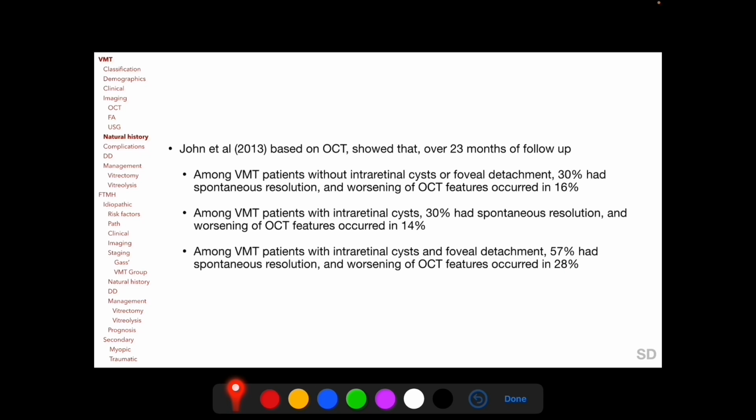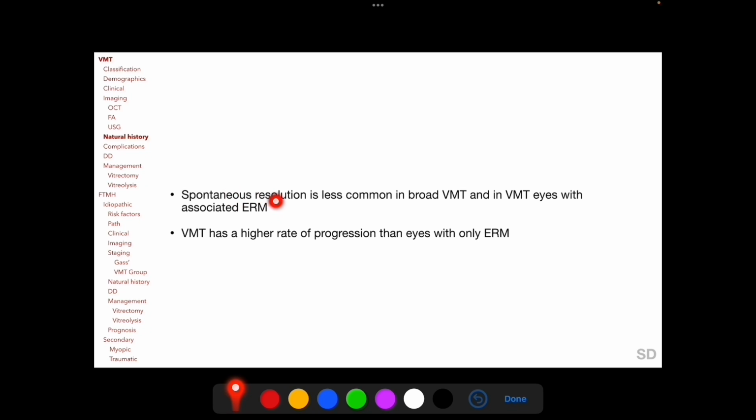This implies that the higher the grade of vitreoretinal traction in VMT, the higher the chance of spontaneous resolution and the higher the risk of deterioration as well. Spontaneous resolution of VMT has been found to be less common in eyes with broad VMT and in VMT eyes with associated epiretinal membranes. On comparison with eyes with only epiretinal membranes, eyes with VMT have a higher rate of progression. Epiretinal membranes, which we have discussed in the previous session, progress infrequently.